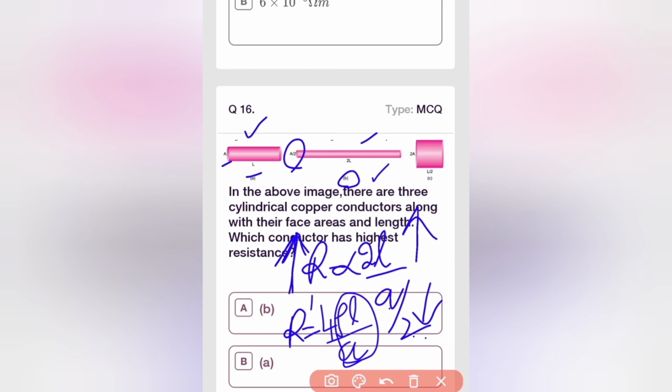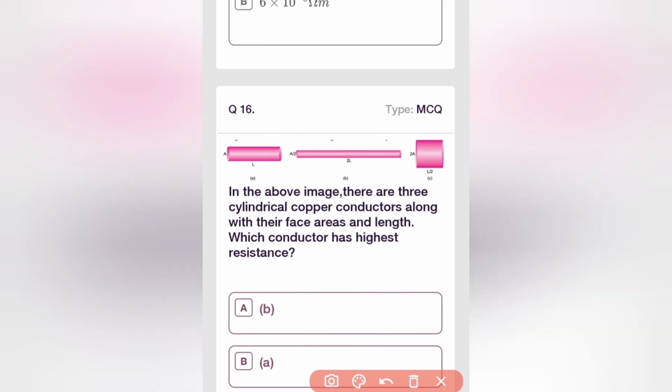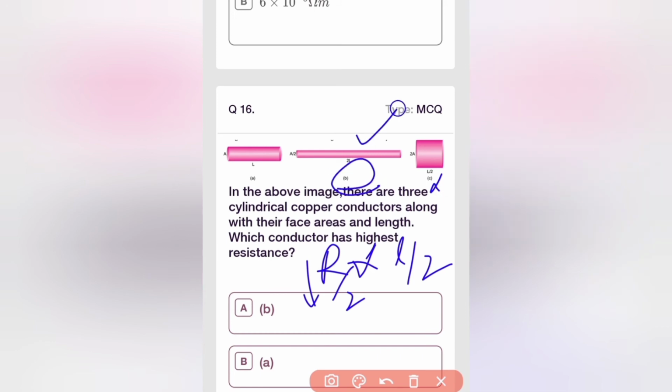What about in figure C? When length is halved, what happens? Even the resistance will be halved. So resistance will decrease, no? Therefore, this is not the correct conductor. So which is the conductor in which the resistance will be more? Here. Option A is the correct answer.